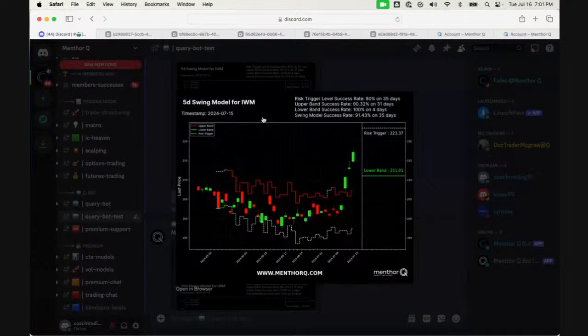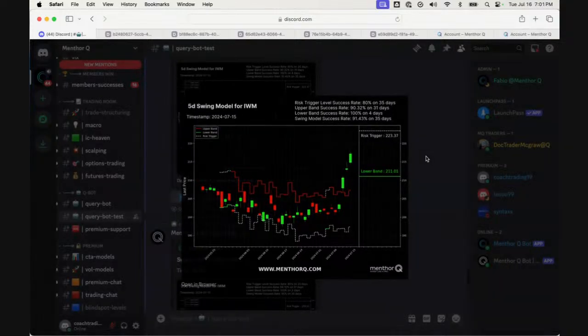and now we have a lower band of 211. So looking at that, it would be safe to sell puts down at 210, or we have an upside target of 223, which is basically where we're at. So it looks like IWM is at its destination for now.